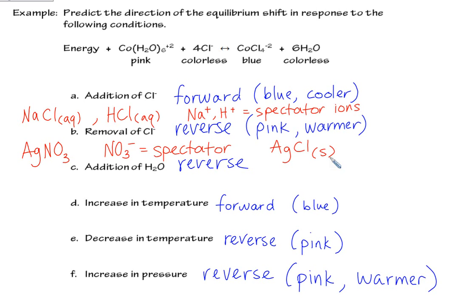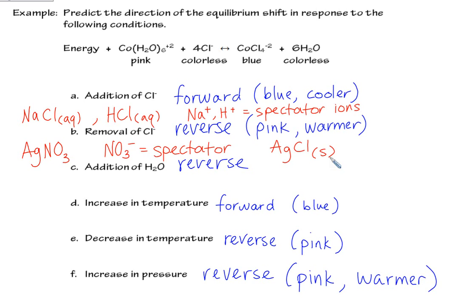You could do this with something like lead nitrate. Any chloride that would be insoluble, like lead chloride, would be an insoluble compound. So to remove an ion, make it a precipitate. Think of something that you could add that would form an insoluble compound with whatever you want to remove.